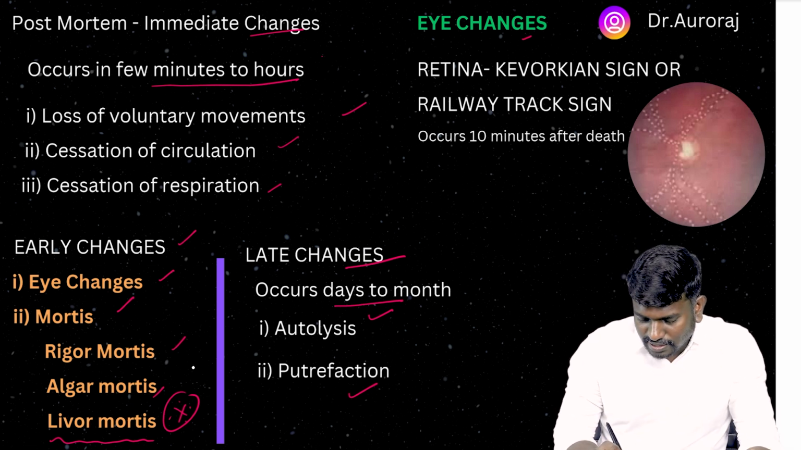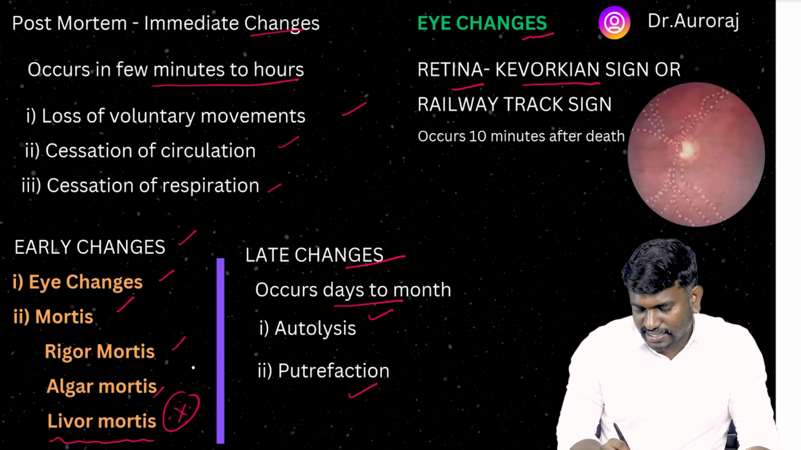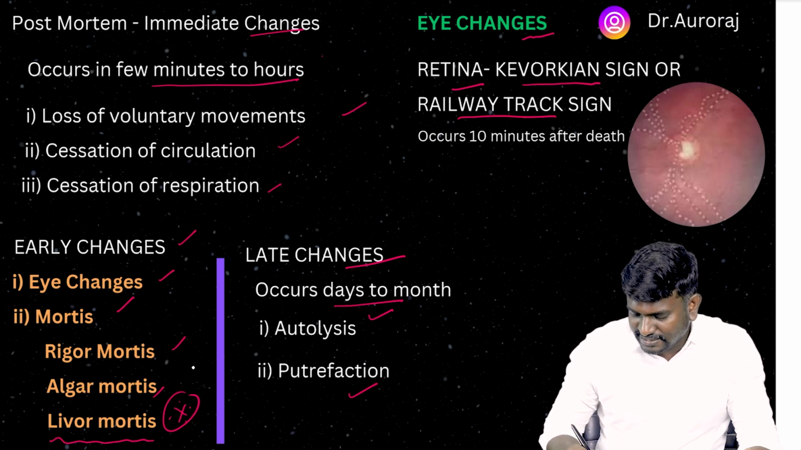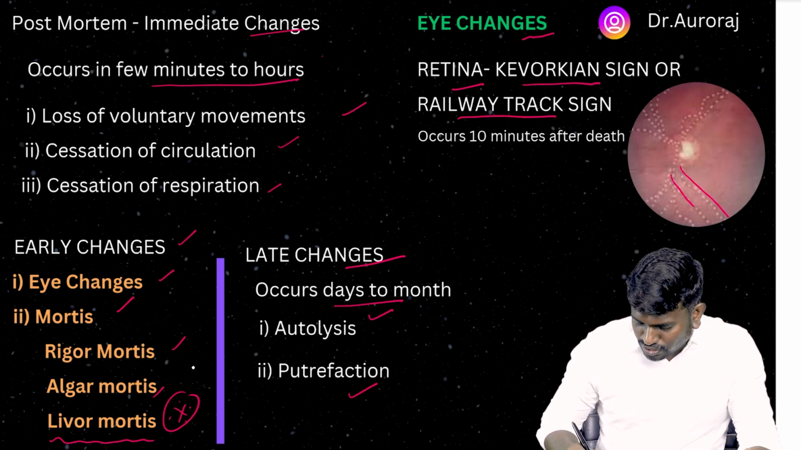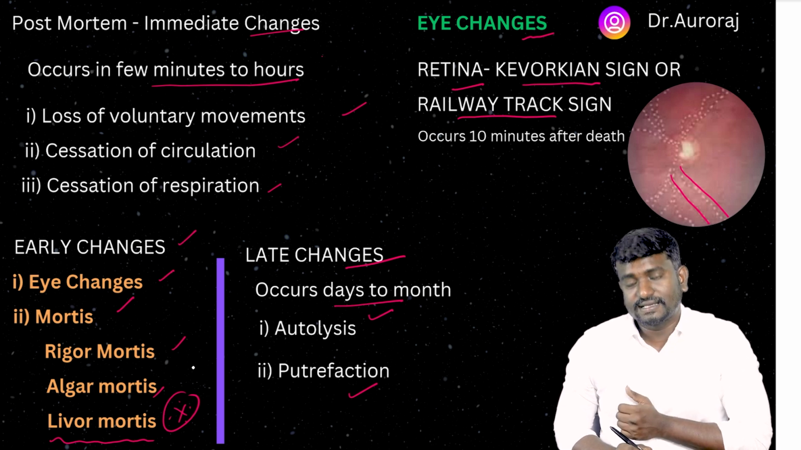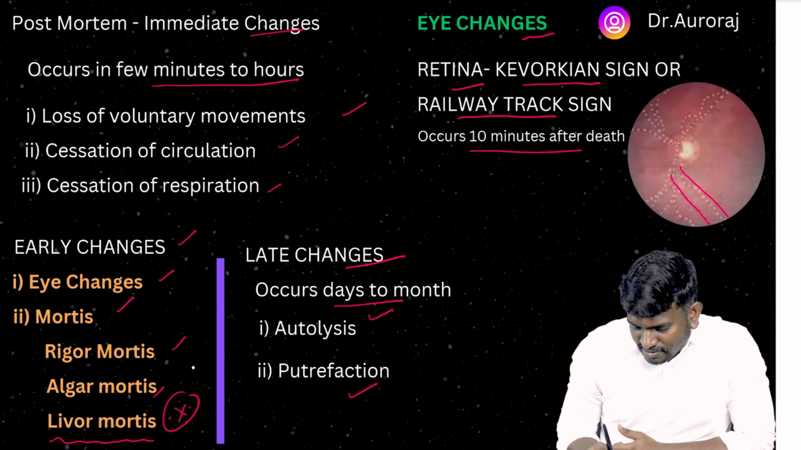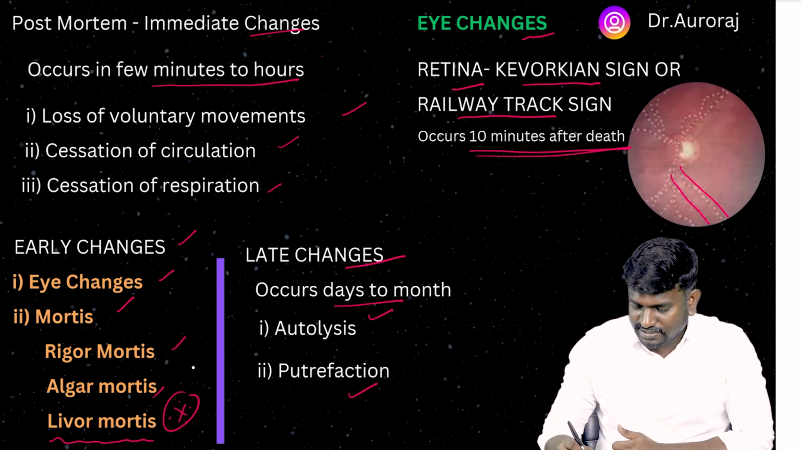Eye changes are going to be early changes. What happens is, in the retina, we will see Kevorkian sign or railway track sign. Yes, this is called what? Kevorkian or the railway track sign. This occurs 10 minutes after death. Please remember.